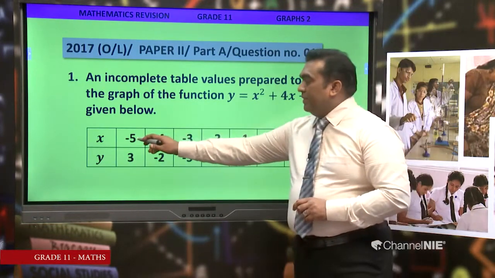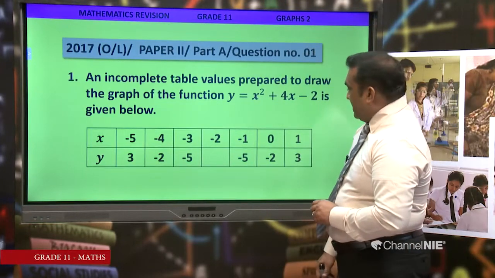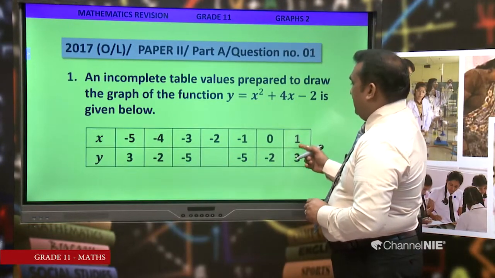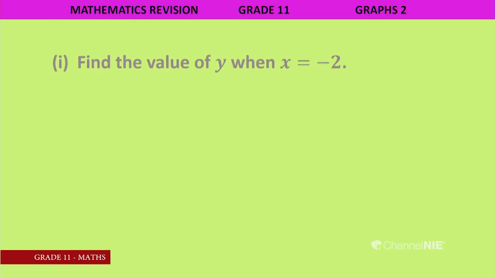This is the table of values. The minus side is greater than the plus side. It means minus values spread up to minus 5, here plus 1. What about the range of y? Here minus 5. We will see that empty value first according to the question.